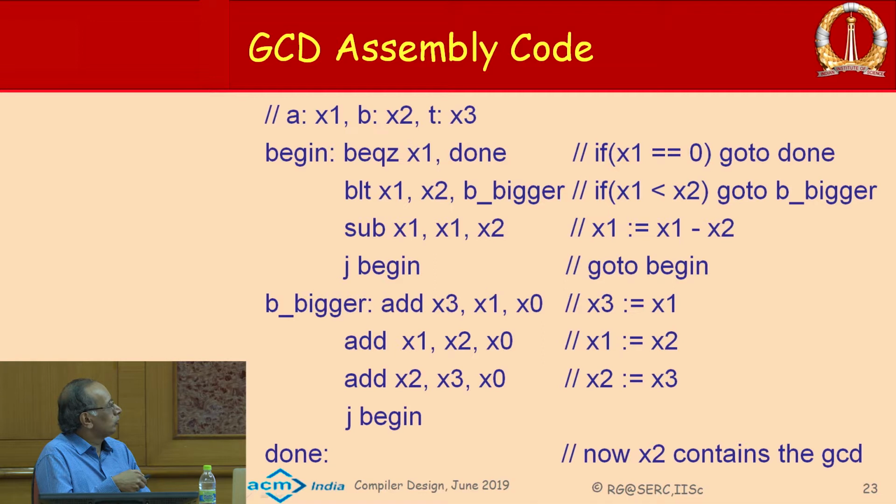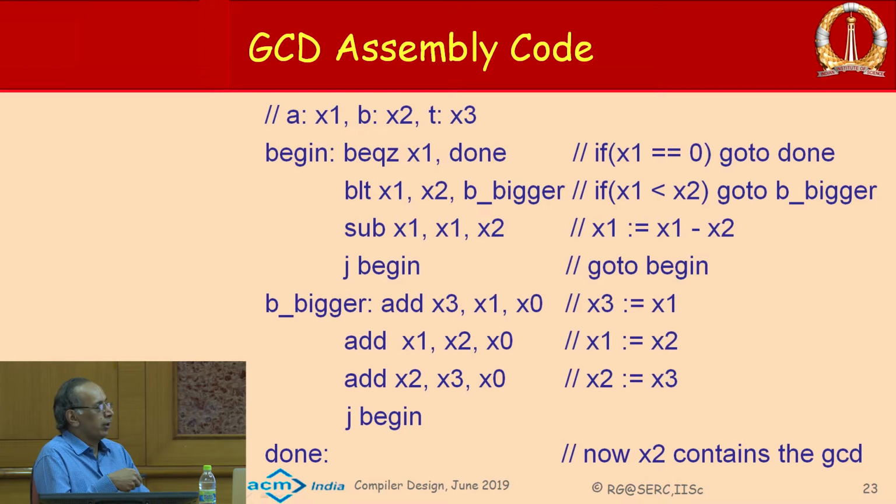You find out which of these two numbers is bigger. If A is bigger, you continue in this stream. If B is bigger, you jump here. So you are comparing X1 and X2. If X1 is greater than X2, sorry, it is the less than sign: if X1 is less than X2, then you go to this label. When this code is being assembled, this label is going to be replaced by an offset, which corresponds to the distance between these two instructions. So typically there are two instructions in between.